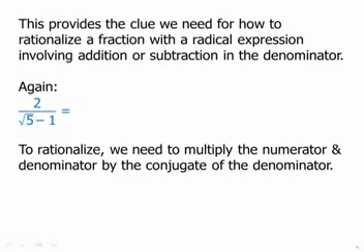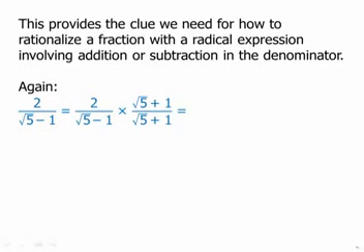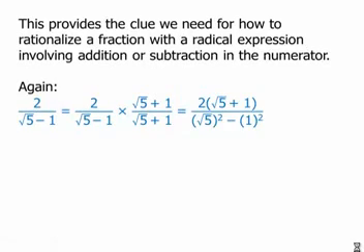To rationalize, we're going to multiply the numerator and the denominator by the conjugate of the denominator. So what we have in that denominator is root 5 minus 1. The conjugate would be root 5 plus 1. So we're going to multiply by that conjugate, root 5 plus 1 over root 5 plus 1. Then in that denominator, we have an a minus b and an a plus b, so we'll get an a squared minus b squared in that denominator.